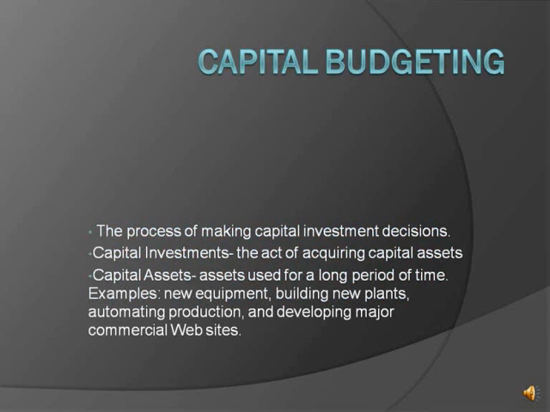Okay. So capital budgeting is the process of making capital investment decisions. These capital investment decisions include acquiring capital assets. Capital assets are used for long periods of time. Examples of these capital investment decisions include new equipment, building new plants, automation production, and developing major commercial websites.